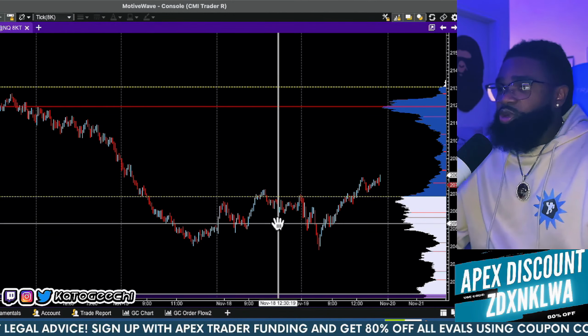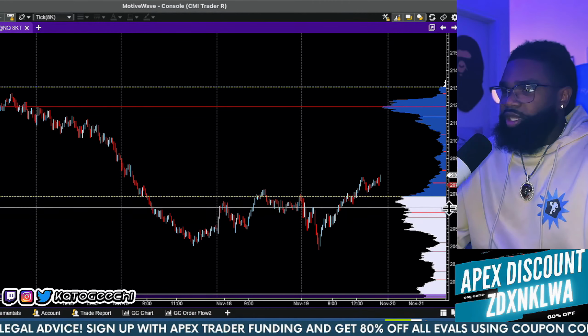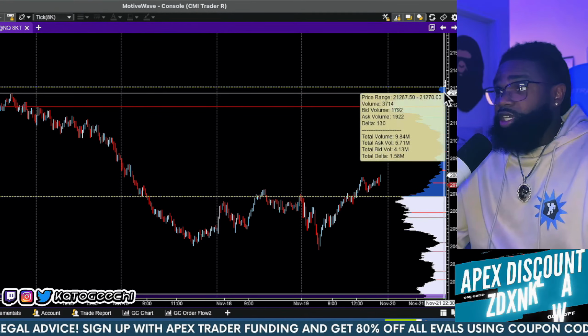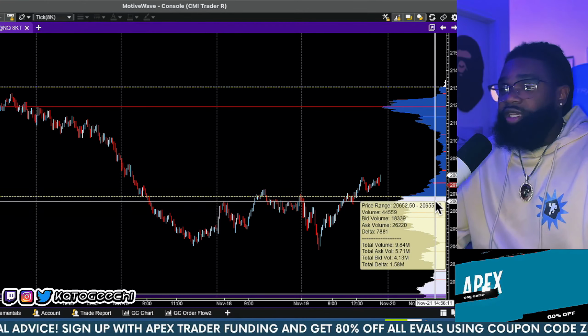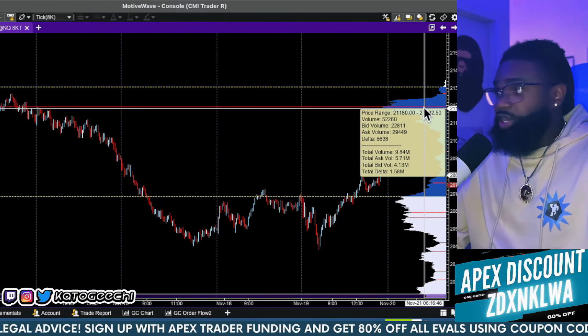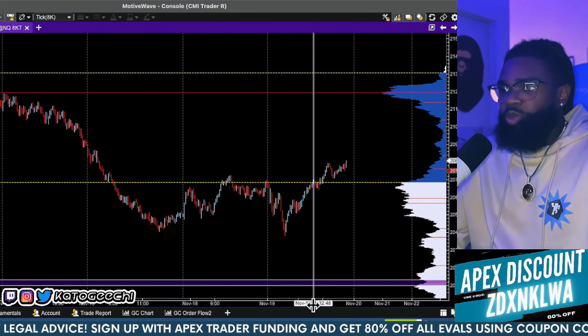Let's jump into the volume profile. The volume profile is going to be this big graph looking thing over here on the right hand side, if you're paying attention. What exactly is the volume profile? I just want to explain to new traders because the volume profile can be a little bit overwhelming.